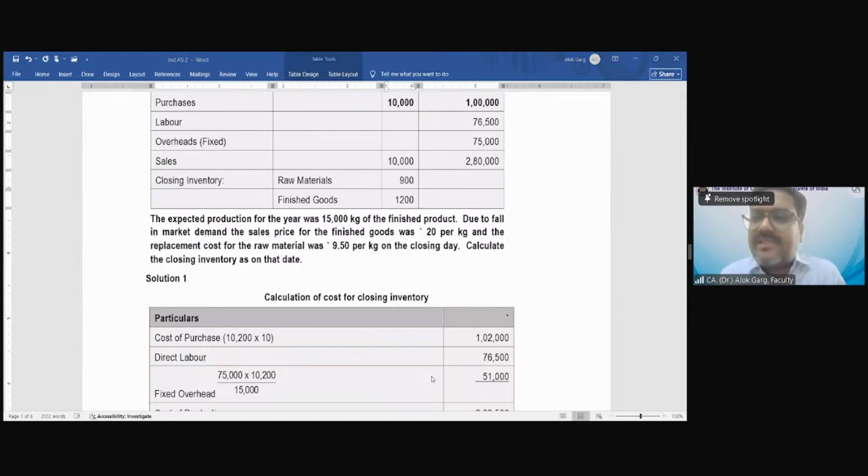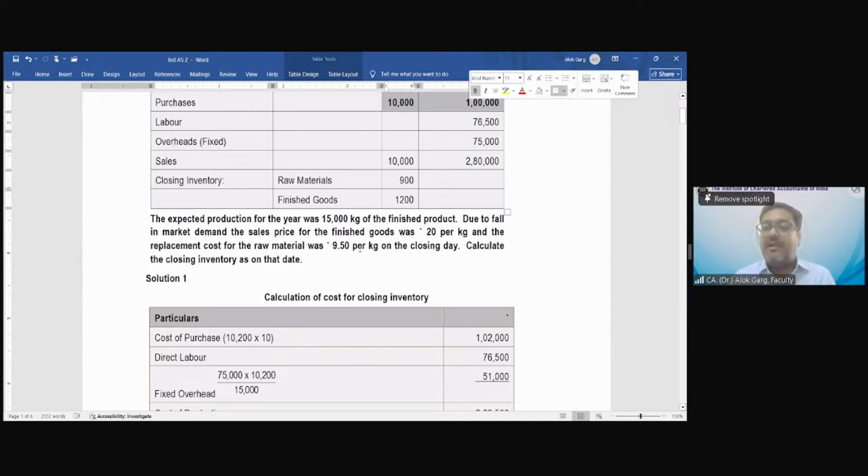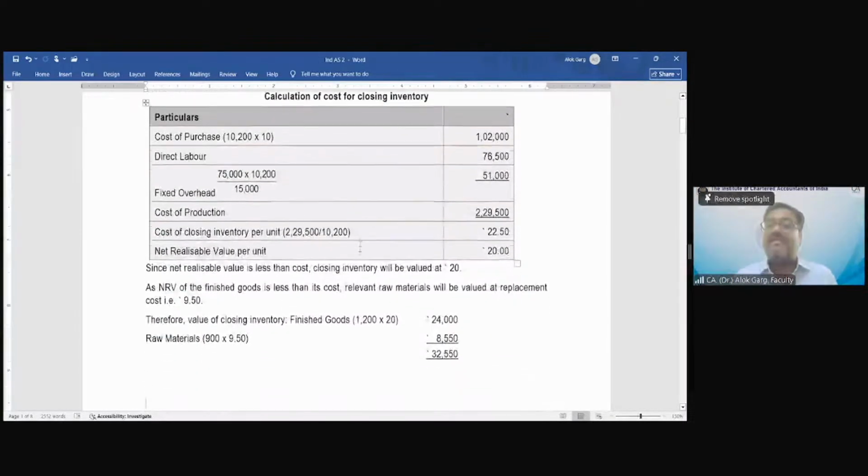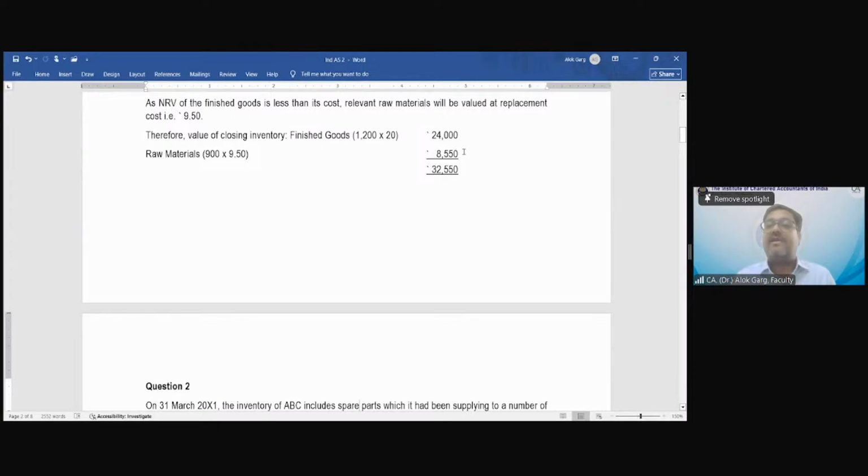Replacement cost. You are right, Ravi, replacement cost. And what is the replacement cost in this question? 9.5. While the cost is 10 rupee, as we have seen, replacement cost is 9.5, and hence raw material inventory has to be measured at 9.5. Okay. Finished goods has to be measured at 20 rupees, which is NRV, and raw material has to be measured at replacement cost. Is this question clear to everyone? Yes, sir.